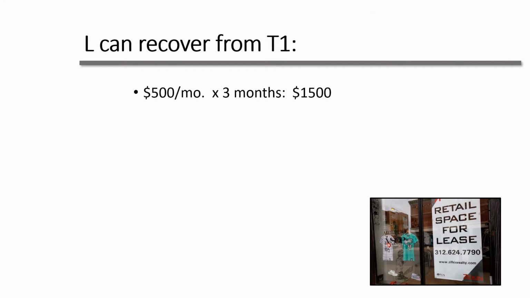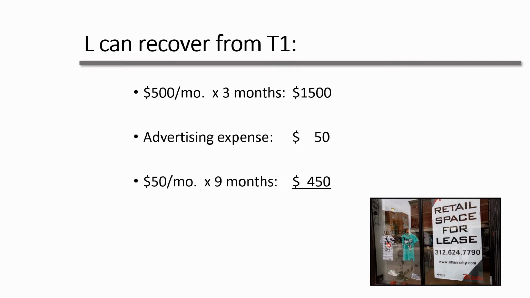First of all, the landlord can recover from the old tenant $500 a month for the 3-month period that the property was vacant while the landlord was trying to find a new tenant but hadn't succeeded in finding one yet. So that's $1,500. In addition, the landlord can recover the $50 of advertising expense, and for the remaining 9 months of the lease, the period of time that the new tenant is in the property but paying less rent than the old tenant was liable for, that's $50 a month times 9 months, or $450. So the net liability of the old tenant on these facts would be $2,000.